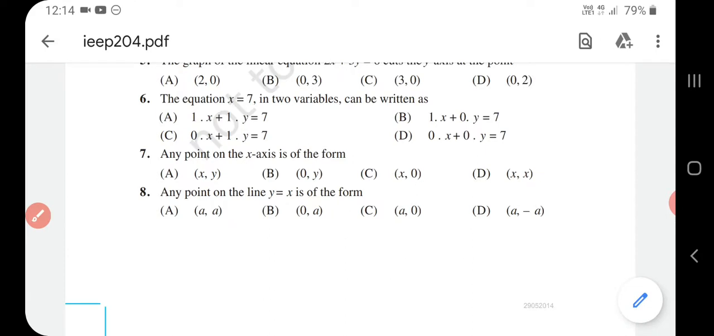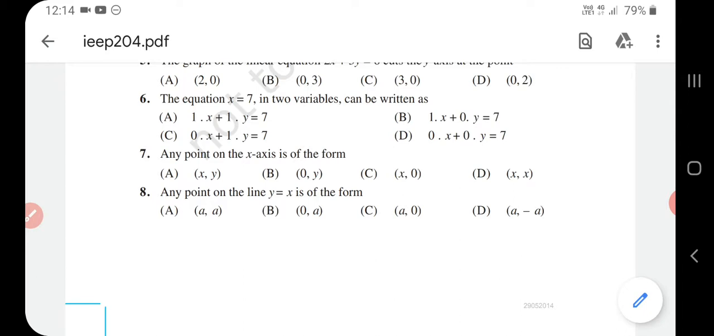The equation x is equal to 7 in two variables can be written as. Okay, x is equal to 7 पर हमें कौन सी इक्वेशन हम लिख सकते हैं? So when we want to write x is equal to 7, so second equation means 1 into x plus 0 into y is equal to 7 is the right way. Okay, understand? Now see the question number 7.